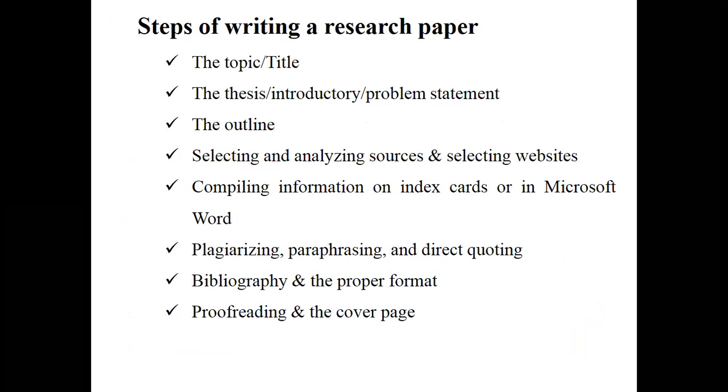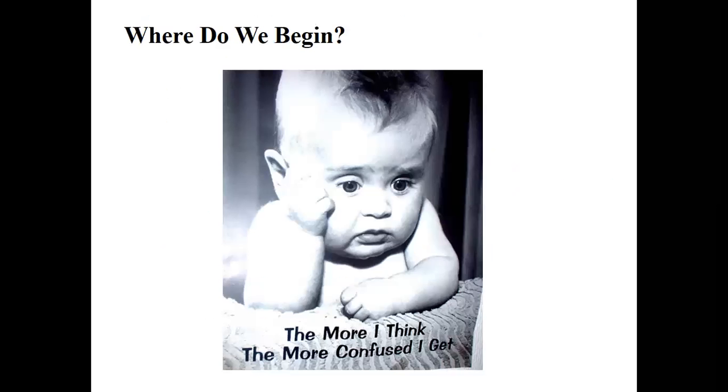So the steps of writing a research paper: first, you should have a topic or title that is very attractive, so that a person who reads the topic has the thirst to read the whole article. Then you have a problem statement, which gives the exact view of why you are going to solve this query. Then you give the outline, select and analyze sources, select websites, and compile information on index cards or in Microsoft Word. Avoid plagiarizing, paragraphing, paraphrasing, and direct quoting. Please avoid that. Just give the referencing properly and proofread again and again to lower all the problems.